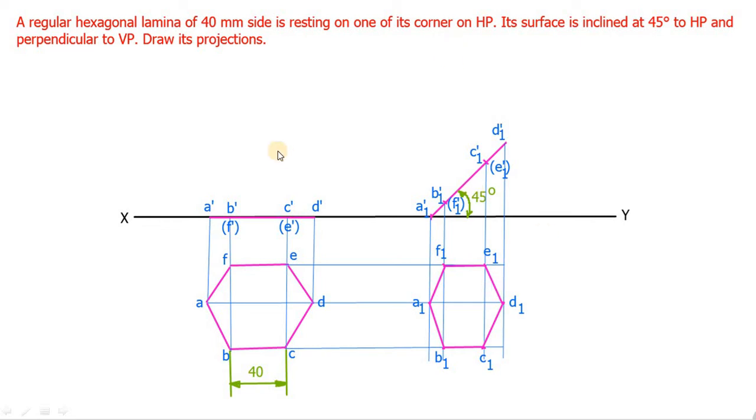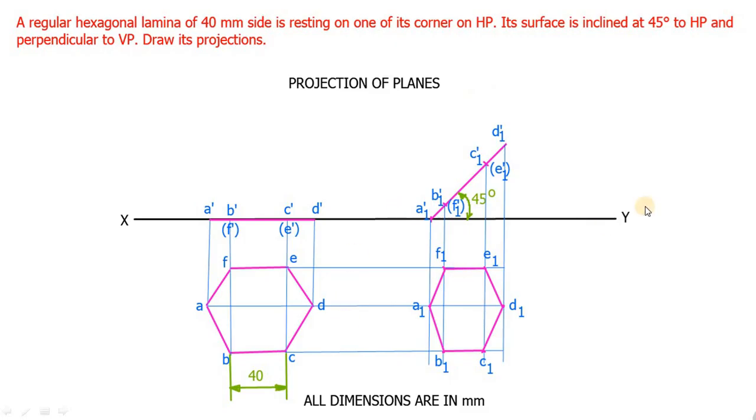Finally you can write all dimensions are in mm and the heading, that is projection of planes. So this is quite a simple problem. We already saw one of the hexagonal laminas which is rested on HP on one of its edges, so you can refer to the previous video. If it is rested on edges, you have to draw the simple projection keeping the edge on left side or right side. But it is a corner resting problem, so we have drawn it keeping the corner on left side and right side. Clear?